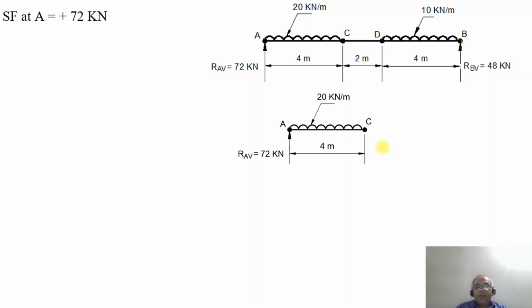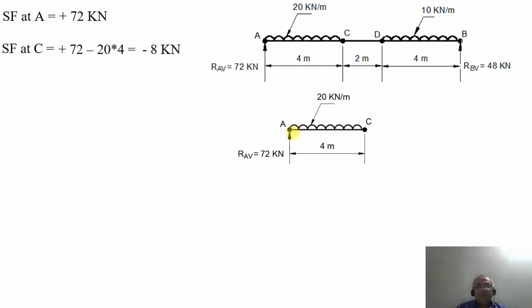The shear force at the point A will be equal to, the load is acting upwards, it is positive, so plus 72 kilonewton. As we are considering the shear force at the point C, it will be equal to plus 72 minus 20 into 4, which is 72 minus 80, and it is going to become minus 8 kilonewton.